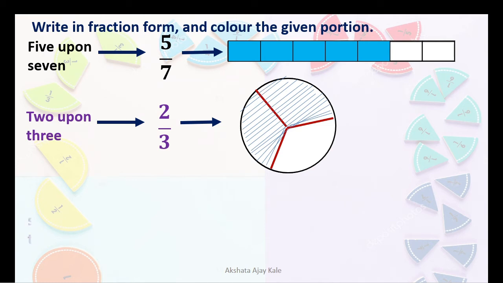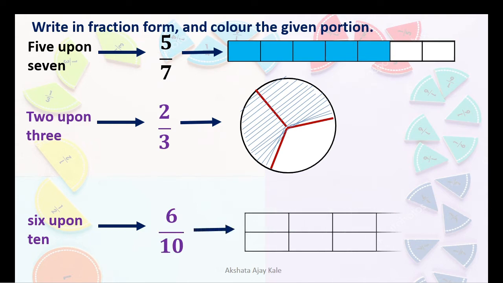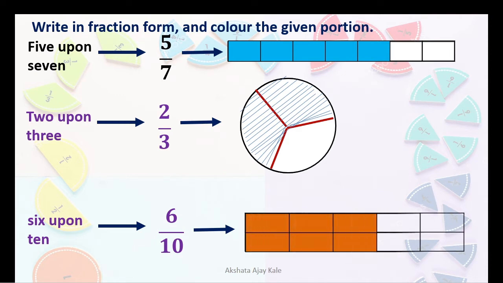Next one is 6 upon 10. Here we will write 6 above the line and 10 below the line. And there are a total of 10 parts in the figure. Out of them we have to shade 6 parts because it is given. This all you know, isn't it?